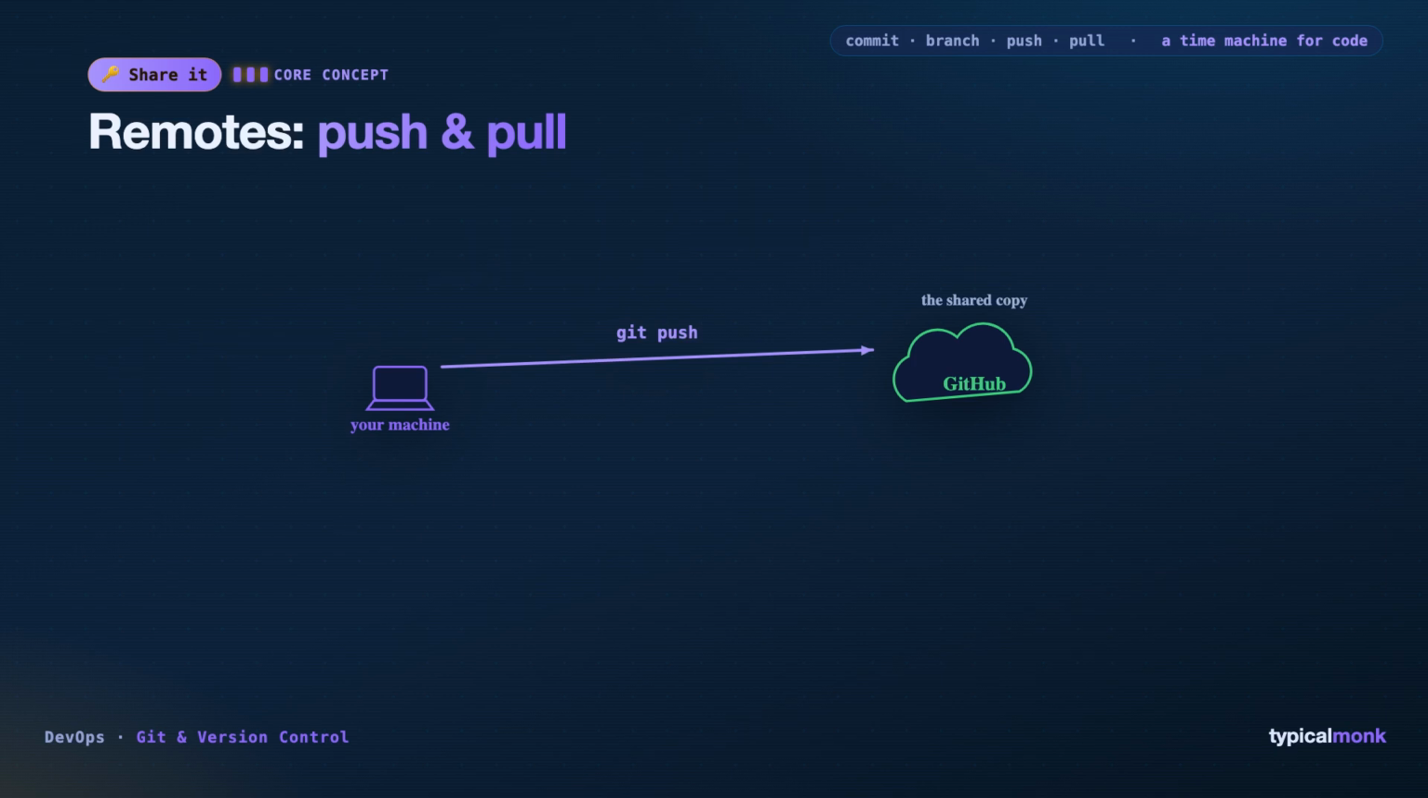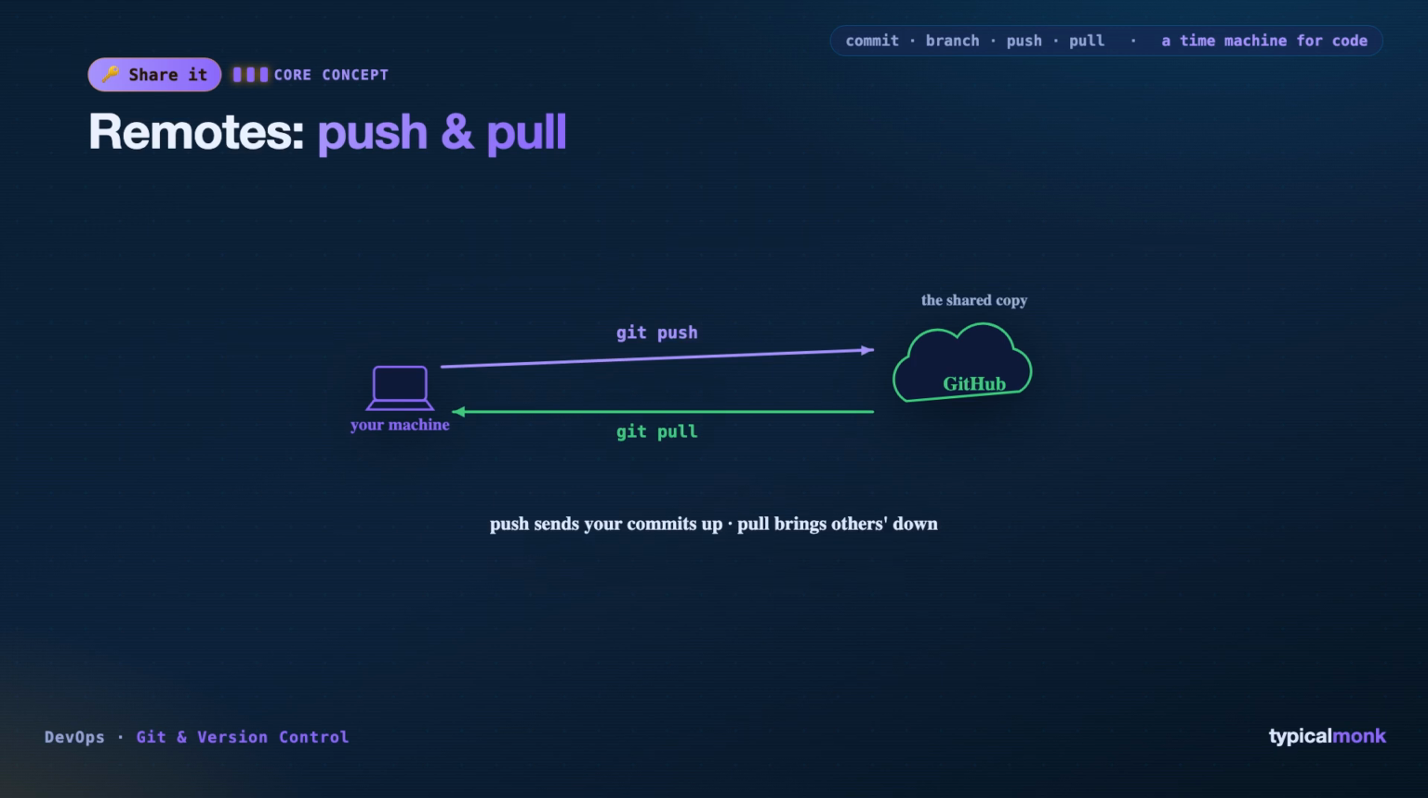Git pull does the reverse. It brings down commits that others have pushed to the remote, updating your local copy with everyone else's latest work. Push sends your work up. Pull brings others' work down to mine. That simple up and down exchange is how a distributed team stays in sync.